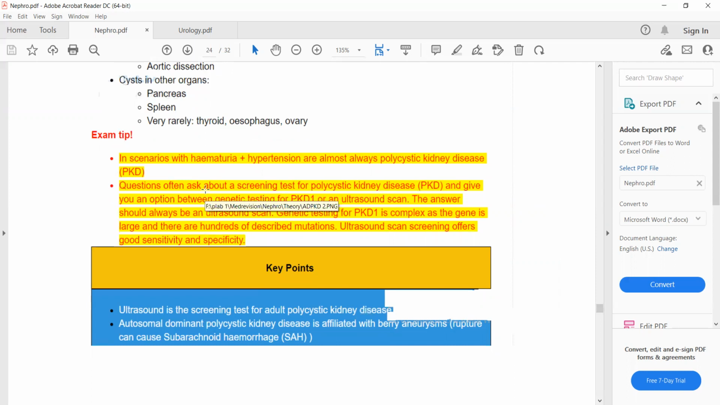And often they ask a question about a screening test for polycystic kidney disease and give you an option between genetic testing for PKD1 gene or an ultrasound scan. Remember that your answer should always be ultrasound scan and not PKD1 genetic testing, because genetic testing is a complex process as the gene is large and there are hundreds of described mutations. So you will never choose genetic testing as a screening test in the PLAB 1 exam for polycystic kidney disease.